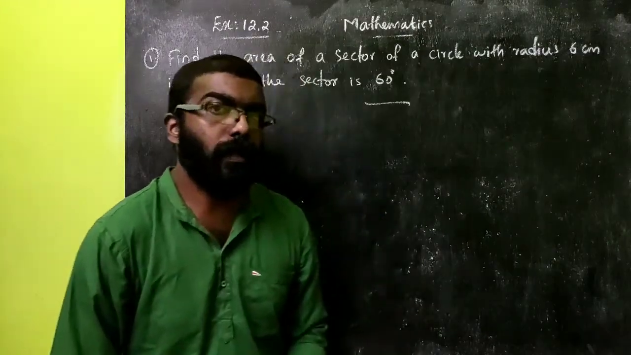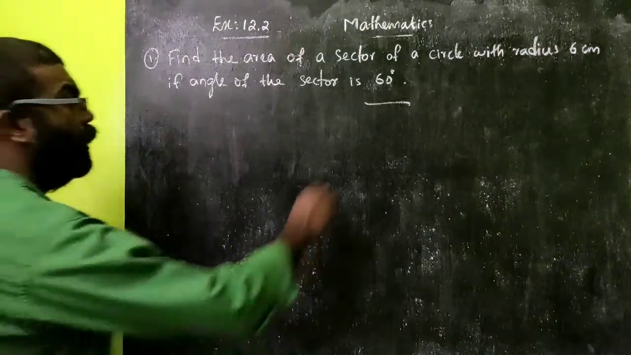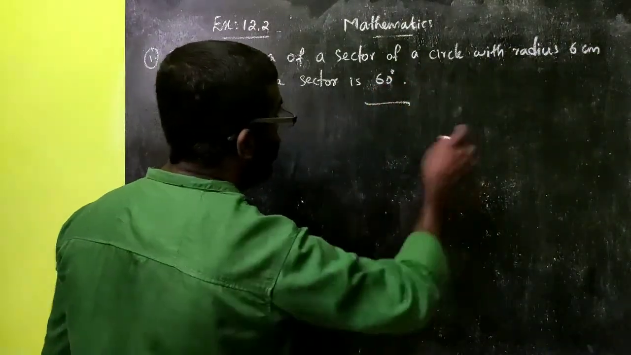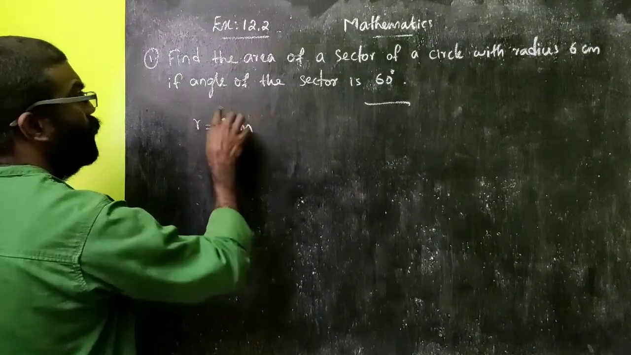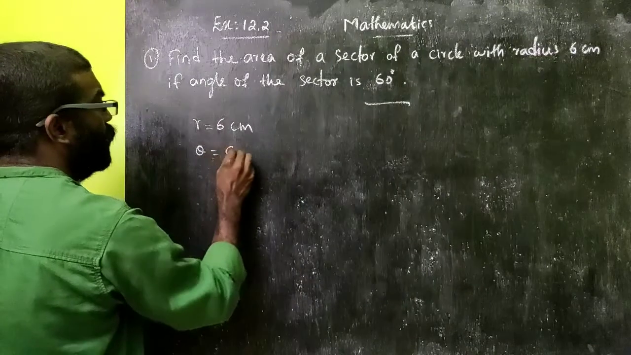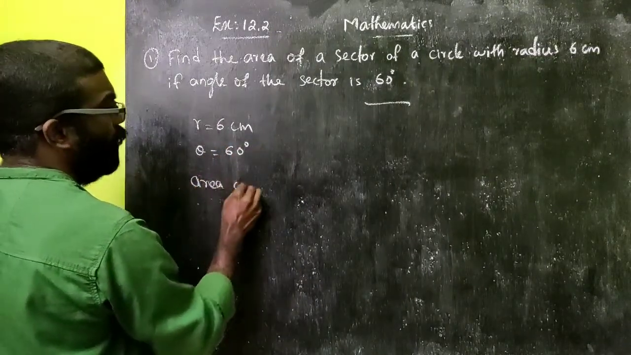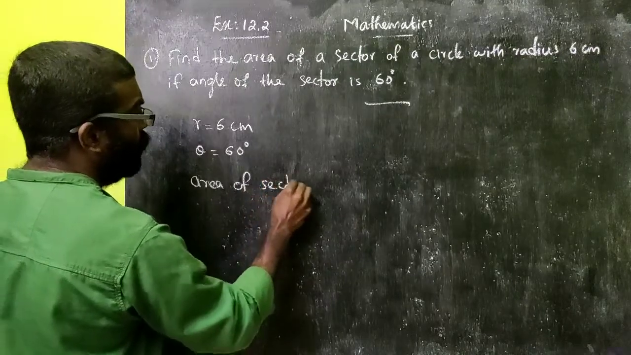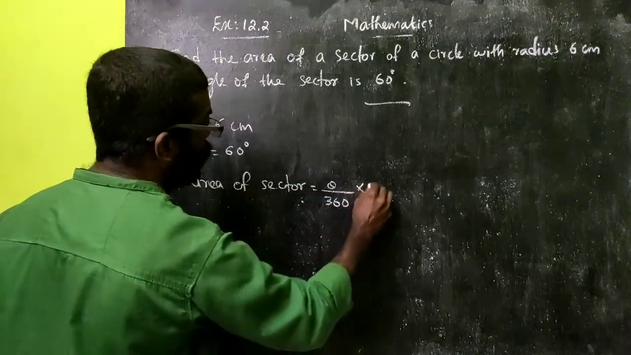Now we move on to exercise 12.2. Here the first question is, find the area of a sector of a circle with radius 6 cm, that is r is equal to 6 cm, if the angle of the sector is 60 degree, that is theta is equal to 60 degree. And we know the formula to find the area of a sector. Area of sector is equal to what? Theta by 360 into pi r square.